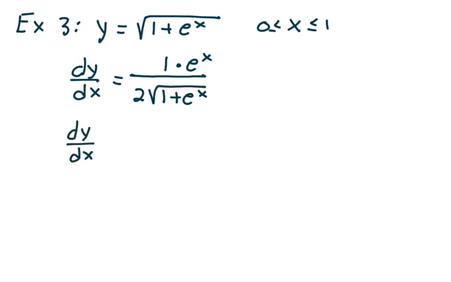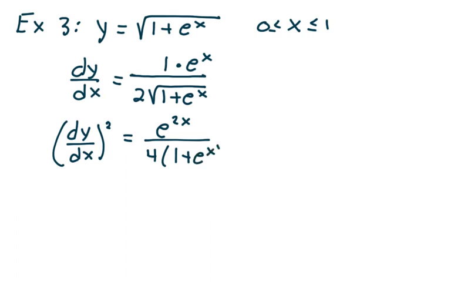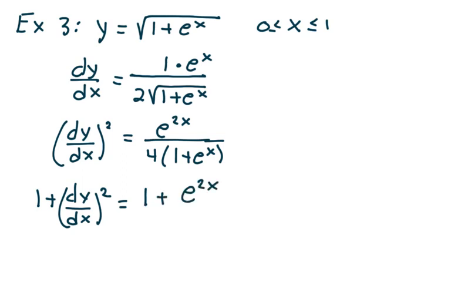So let's see if we can simplify this a tiny bit. If I take dy dx squared, I get e to the 2x divided by, we'll square the denominator as well, so we get 4 times 1 plus e to the x. So 1 plus dy dx squared is 1 plus e to the 2x divided by 4 times 1 plus e to the x, right?